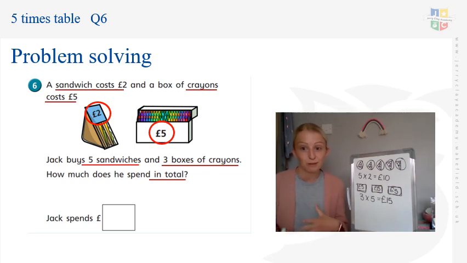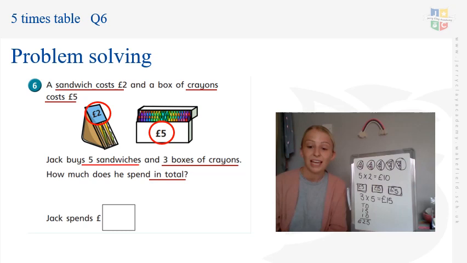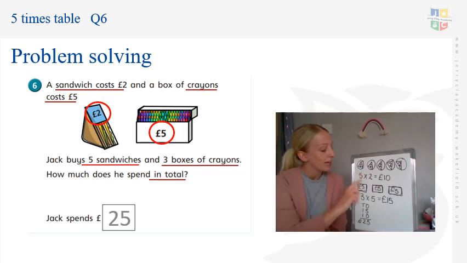The final step, which is the most important not to forget, is how much does he spend in total. So he spent £10 on sandwiches, £15 on crayons, but we need to know how much he spent all together. Now you can either do this in your head by just adding your 10s and 1s, or you can do it in your column addition. So 15 add 10, 5 add 0 is 5, and 10 add 10 is 20, so 2 10s. So the total Jack spent is £25. Brilliant. See if you can pause the video, show your working out, write your number sentences and your answer.